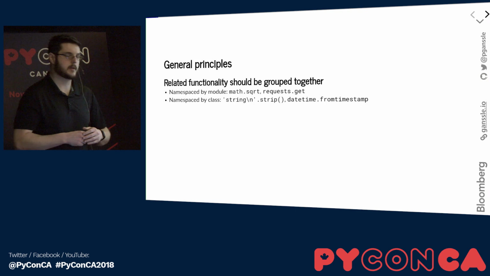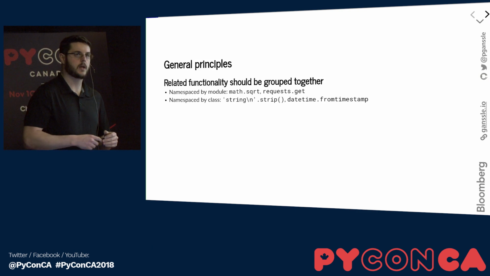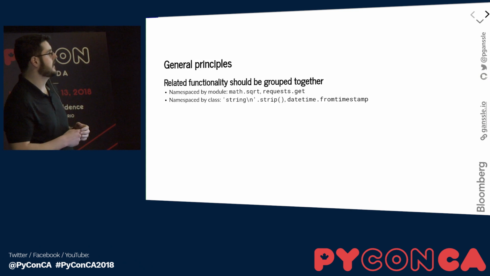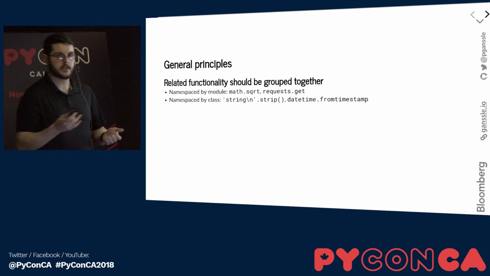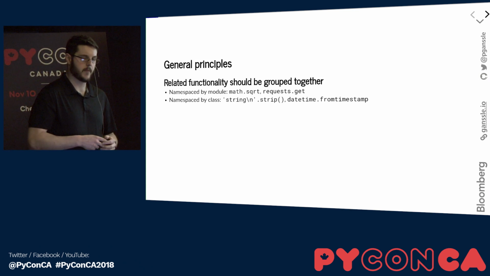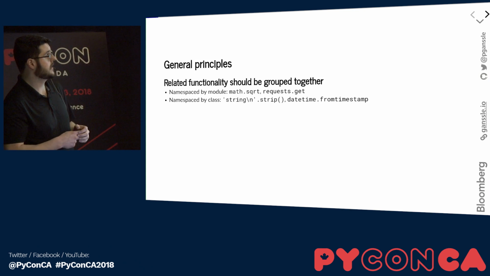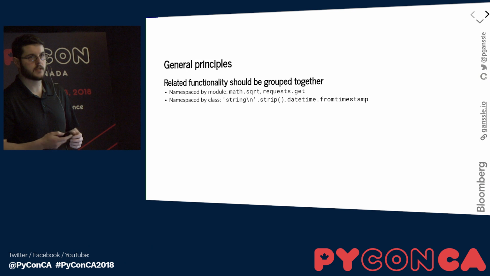The other thing you can namespace by is by class. So one example of that is instance methods. On strings, you have the method strip, which operates on the data in the string. And there's also class methods, like datetime has the fromtimestamp class method, and that just constructs a datetime from a timestamp.